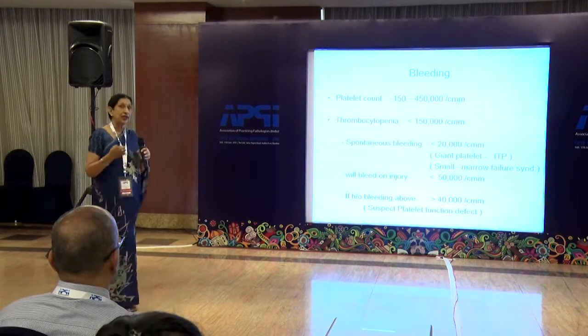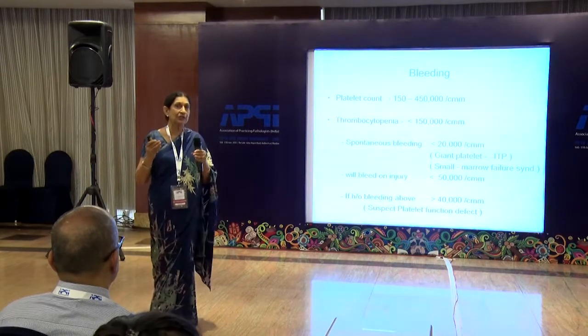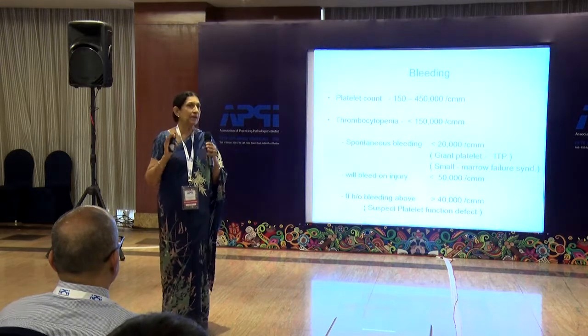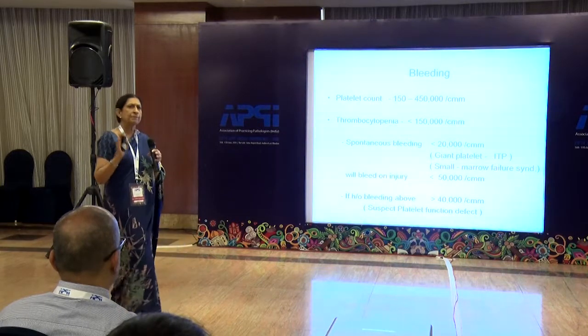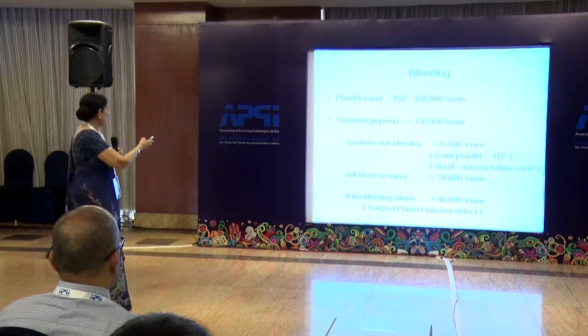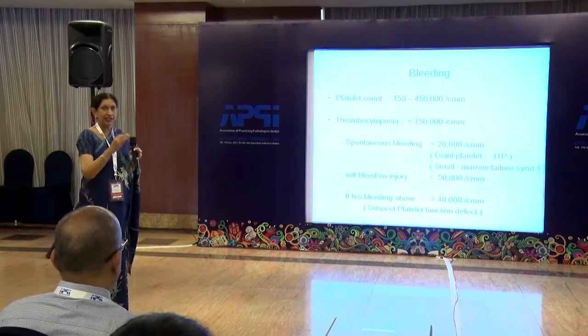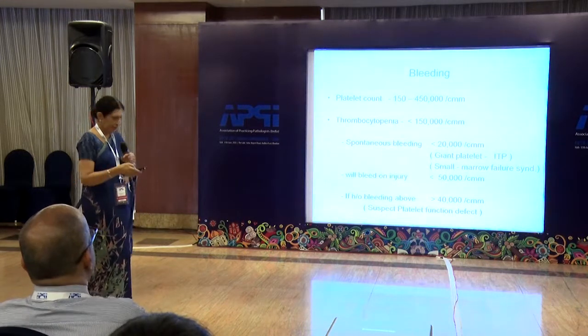And if a patient comes to you with platelets more than 40,000, 50,000 and is bleeding, then you are probably dealing with a platelet function defect. Spontaneous bleeding rarely occurs above 20,000, 40,000, 50,000. You should not have spontaneous bleeding.